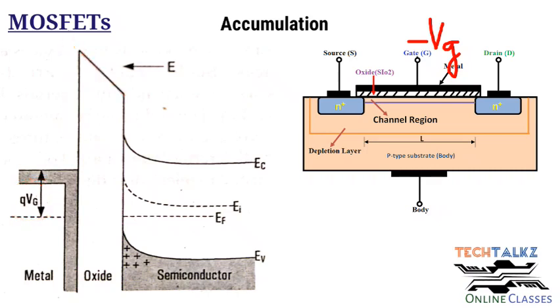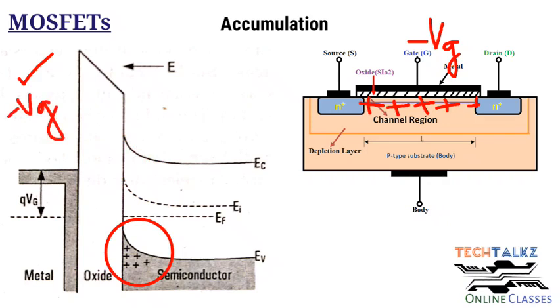When you give a negative gate voltage, the holes will accumulate here. So at the interface, the valence band will move upward and it will move very close to the Fermi level. The EC and EI will move away from the Fermi level. So it will bend in this direction. So here you can see the accumulation of holes, and here the negative gate voltage at the metal. So the electric field will have a direction like this.